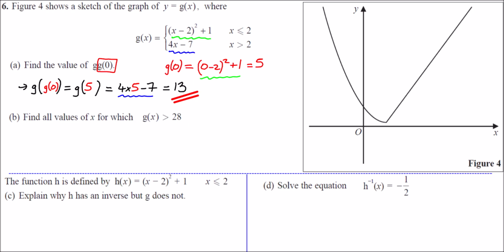We can now think about looking at part B and answering this one. So part B, we need to find all values of x for which g of x is greater than 28. So what I'm going to do here, I'm going to imagine a line where g of x is actually equal to 28. So I'm going to label this on as g of x equaling 28.